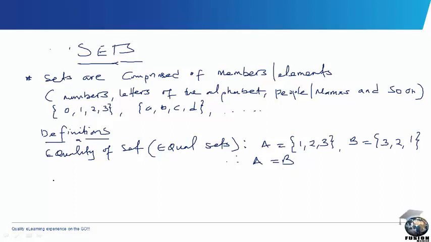We should note that arrangements in a set does not necessarily matter. Arrangements in a set does not necessarily matter to denote whether sets are equal or not. So just like you can see in set A, arrangement follows 1, 2, 3, and in set B, arrangement follows 3, 2, 1. But the most important thing is just that elements in the sets are the same.